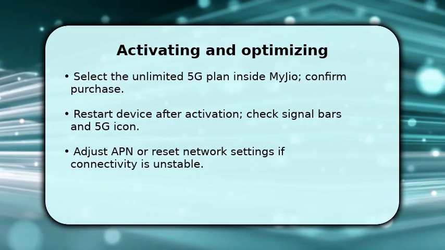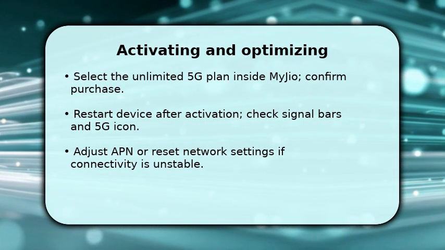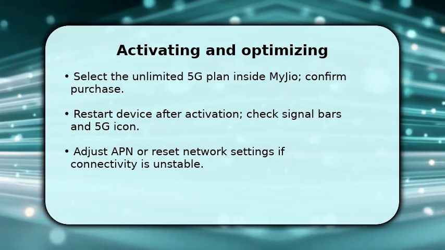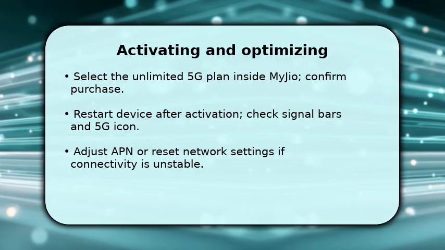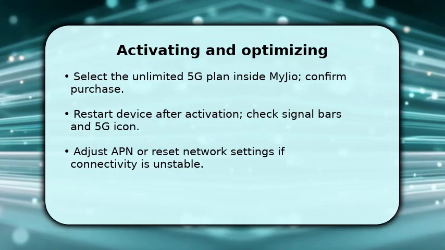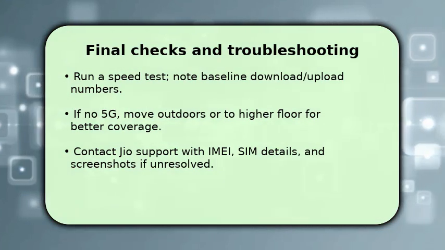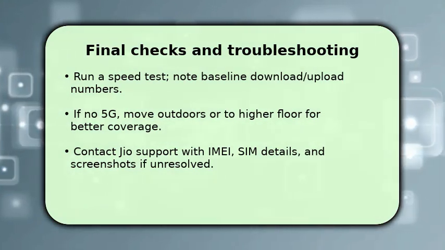If speeds lag, toggle airplane mode briefly to reattach. Also, verify APN settings under mobile network if you customized them earlier. Restore defaults or use the ones Jio supplies to avoid routing issues. You should run a speed test to confirm expected throughput. This gives you a baseline to compare later.